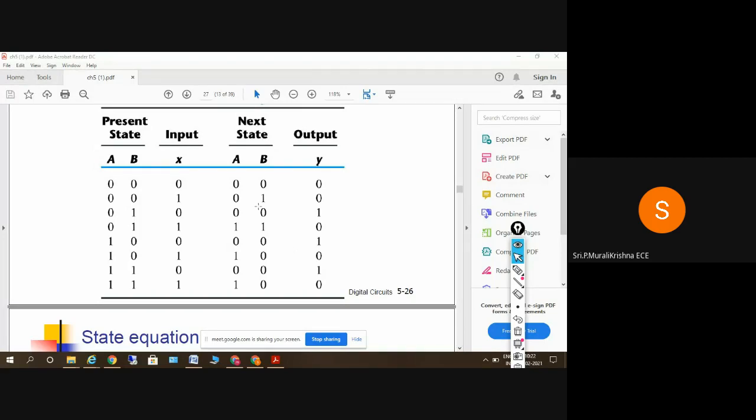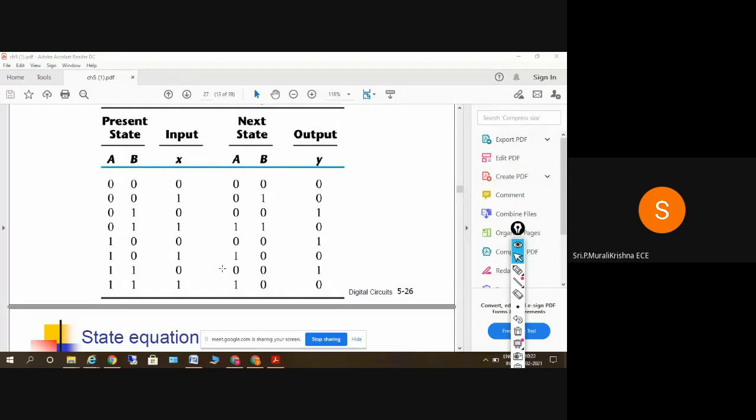Substituting these values in the equations will yield these values. Clear? Yes. Yes, sir.